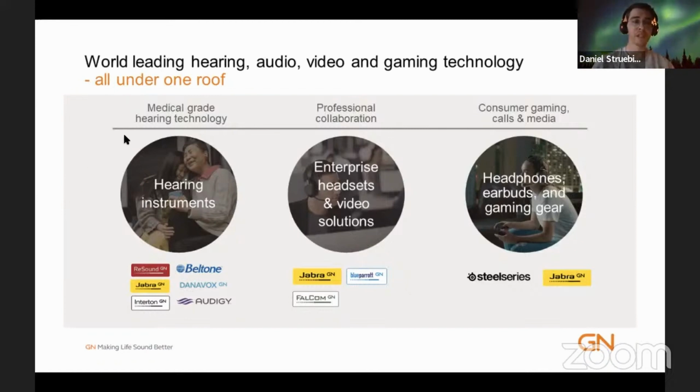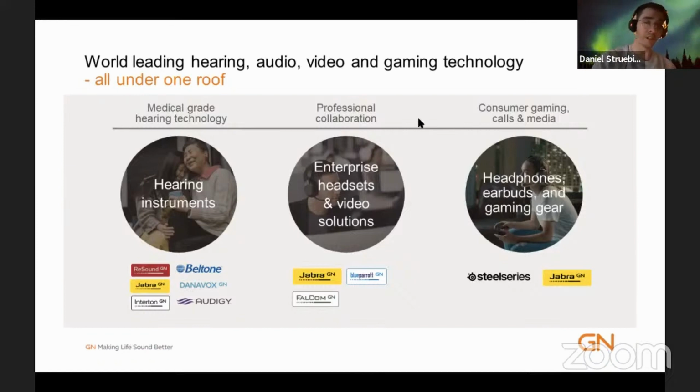The sort of medical side of things. So there are many medical brands which produce headsets and hearing aids for hearing impaired people, who work on technology for that. Then there's also the space I've just talked about, which is mainly Jabra, which focuses on sort of enterprise solutions.